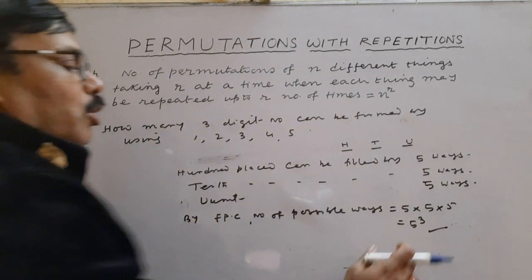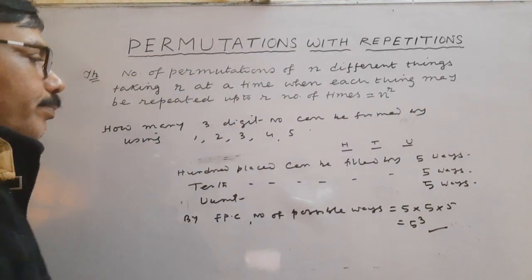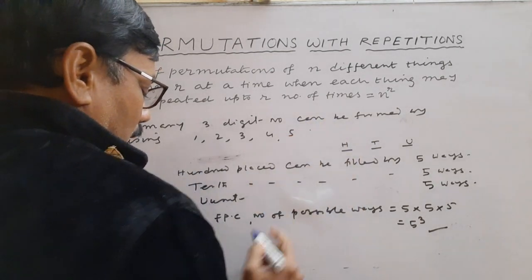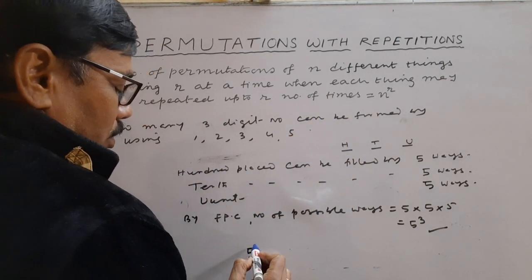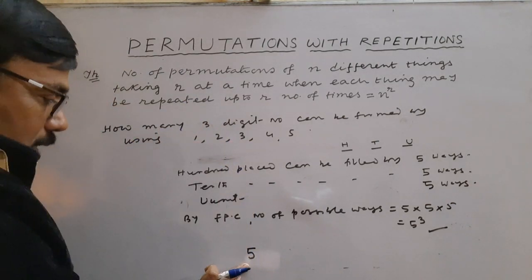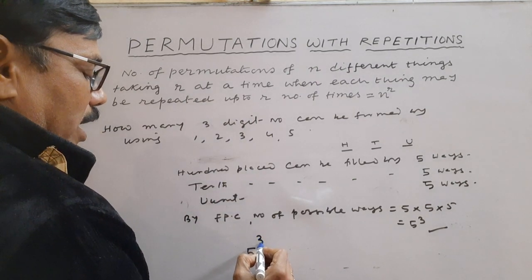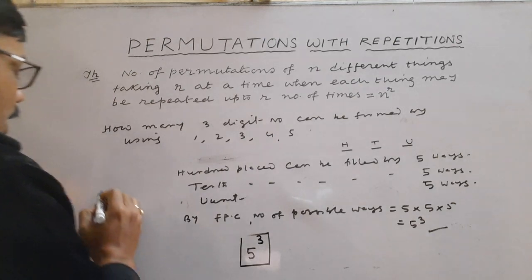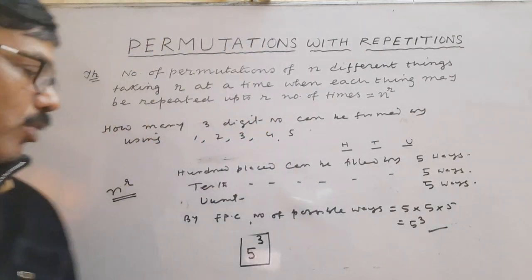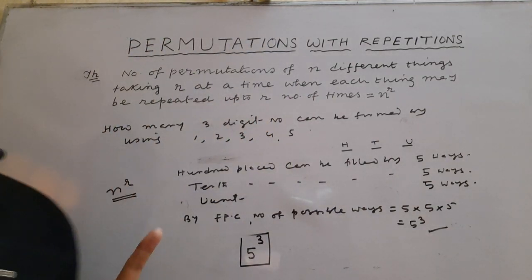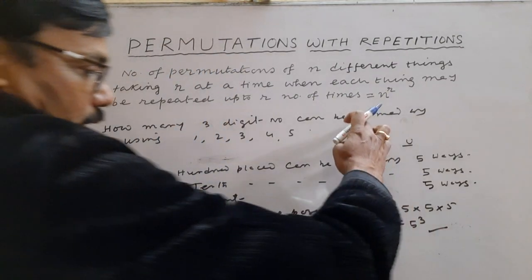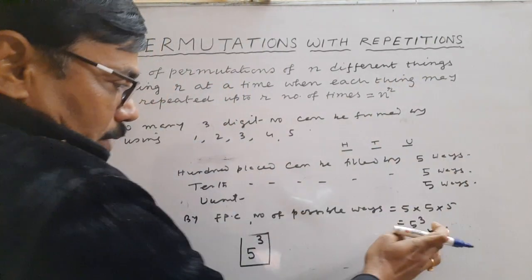So what is the rule? Look, using the formula, 3-digit number and the numbers are 5. So 5 is the base, the number of digits, and the number of gaps is at the power. 5 to the power 3, n to the power r. You remember, n to the power r. n equals the number of digits, r equals the number of gaps. So the proof is using the fundamental principle.